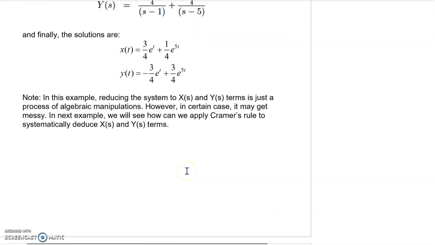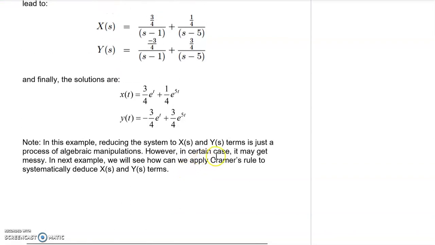But in certain cases, the process could be a little bit messy, and you may get confused. So in the next example, we'll see how we can apply Cramer's rule.